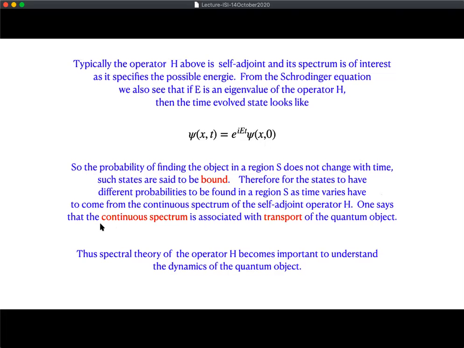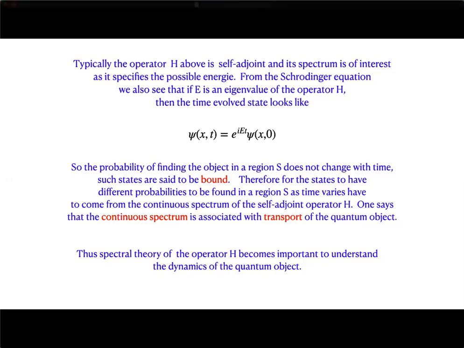One says that the continuous spectrum is associated with transport of the quantum object, because it can possibly move the object from a given region as time varies. Thus, the spectral theory of the operator H becomes important to understand the dynamics of the quantum object. They are intimately tied. The physicist's intuition is that energy drives the dynamics, and that is why this operator drives the dynamics. In other words, if you don't have energy, you cannot move.